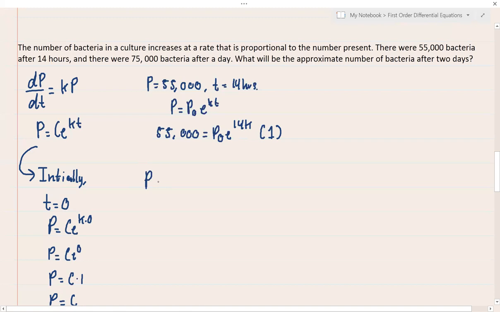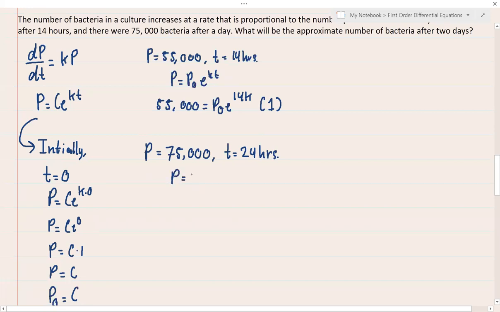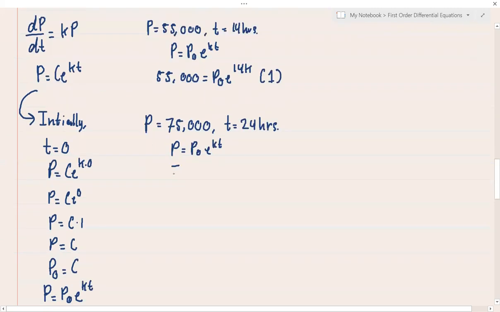Then next, sa second equation, we have P as 75,000 bacteria and yung hours niya ay after a day. So, ano ibig sabihin nun pag after a day? Meaning, your time is 24 hours. Okay, 24 hours. Alright? So, dito sa formula, again, P is equal to P sub 0 times e raised to KT, magiging 75,000 is equal to P sub 0 times e raised to K times 24. Or, magiging 24K na lang ito. So, that will be our second equation.